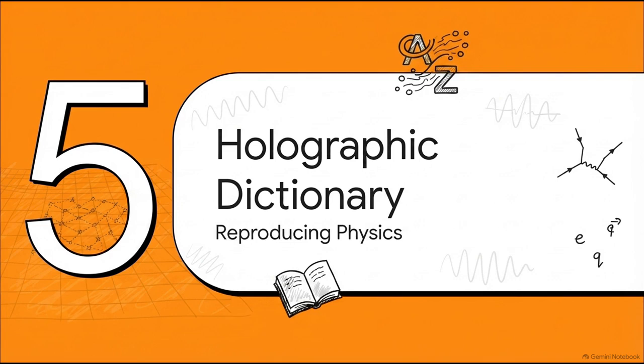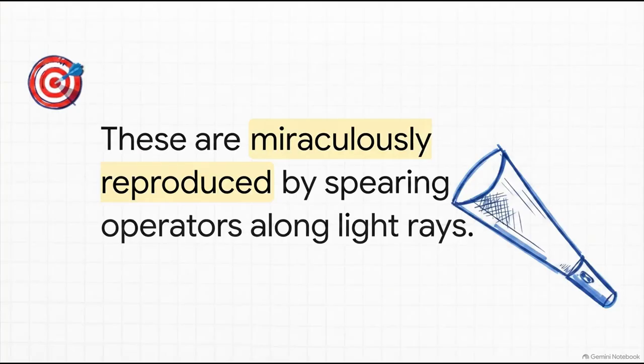All right, our final section, number 5, the new holographic dictionary, reproducing the physics. So now that we have this geometric swing, we desperately need a reliable dictionary to translate the physics back and forth between the boundary and the bulk. And researchers found that they could perfectly match these complex flat space functions by smearing theoretical operators along those radial bulk light rays. Doing this miraculously reproduces the exact correlation functions for those BMS symmetries. It's a real game changer.